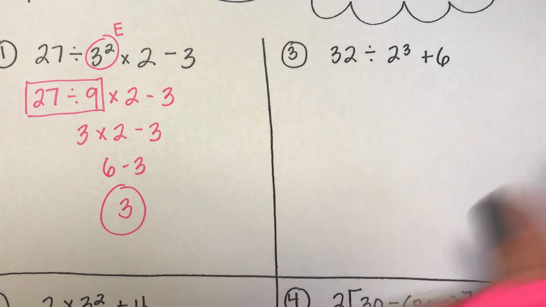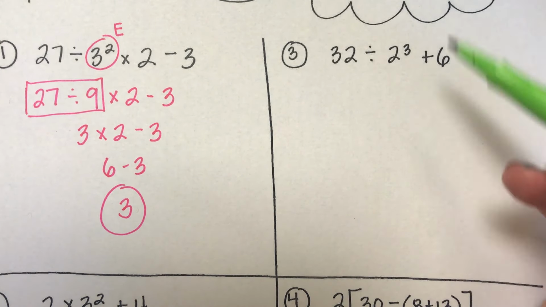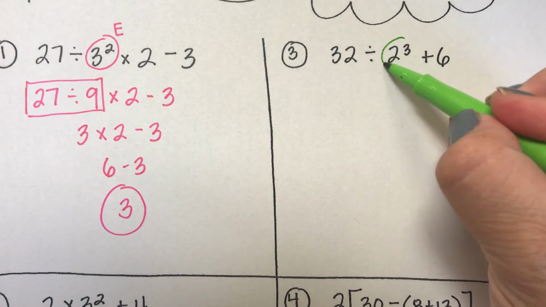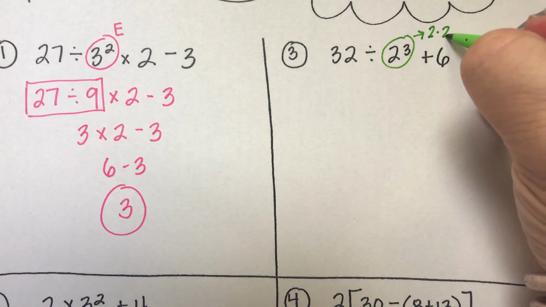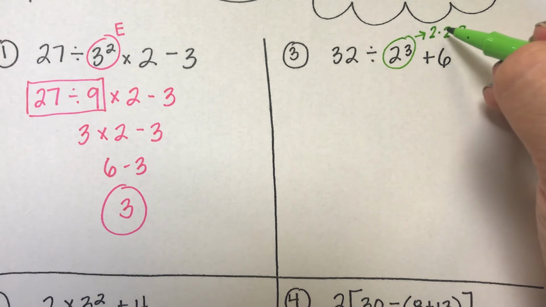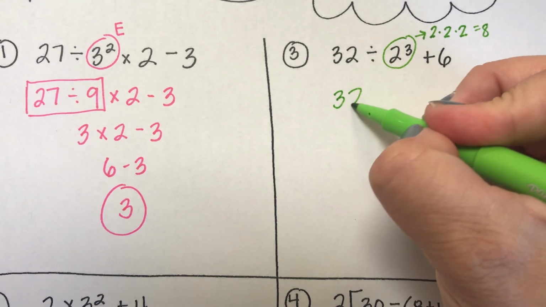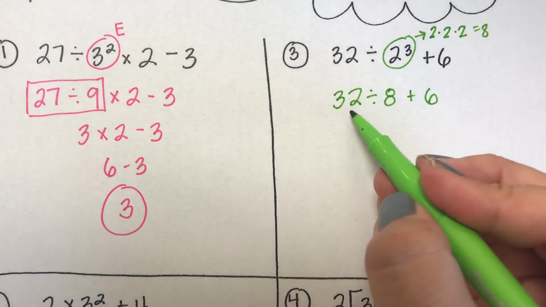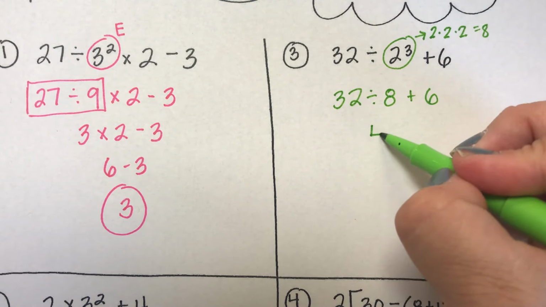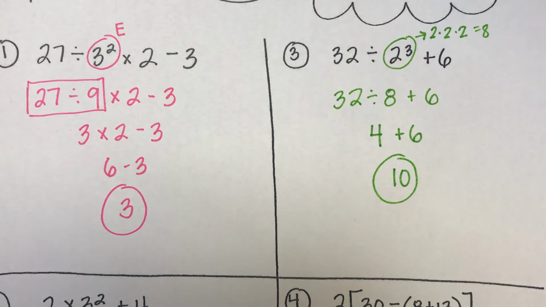Okay, let's just go over here to number 3. So on number 3, are there parentheses? Nope. So we go to exponents, and the exponent that I see is 2 to the 3rd power. So when I'm thinking about what that means, it means 2 times 2 times 2. 2 times 2 is 4. 4 times 2 is 8. So it's 32 divided by 8 plus 6. So what's 32 divided by 8? That's 4. And then 4 plus 6 would be 10.